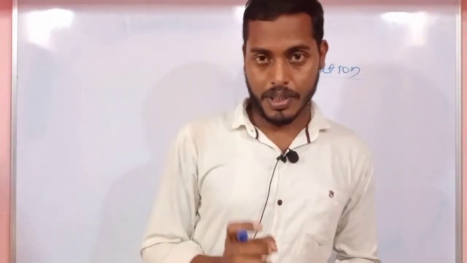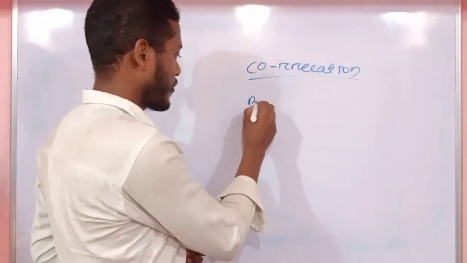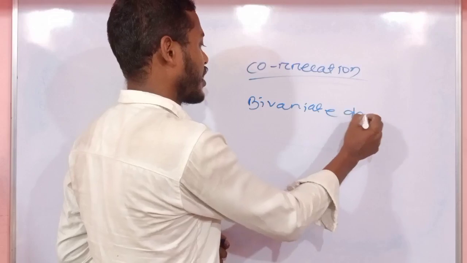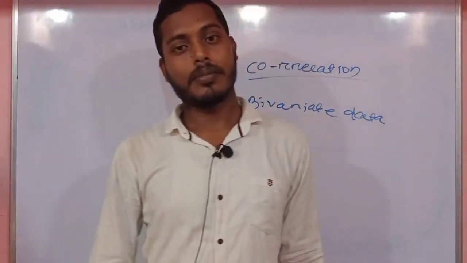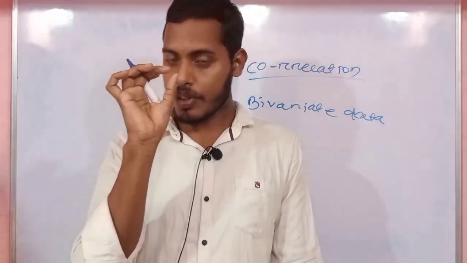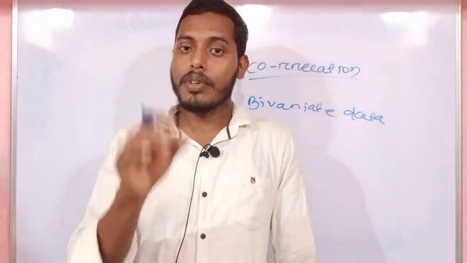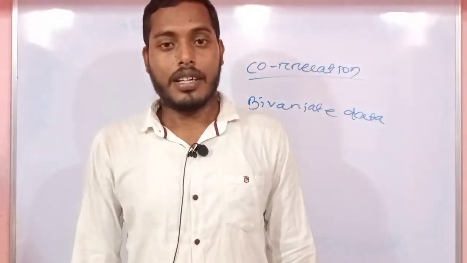After correlation, we will discuss what is bivariate data. Bivariate data: the data generated by two variables is known as bivariate data. If the data is generated by three variables, it is known as trivariate data. If the data is generated by one variable, it is known as univariate data.